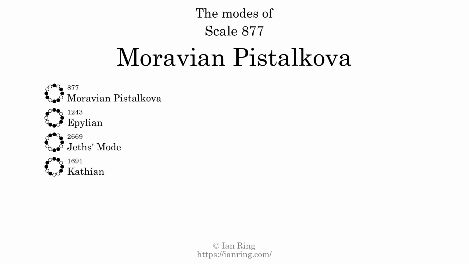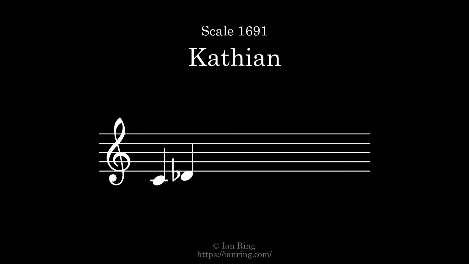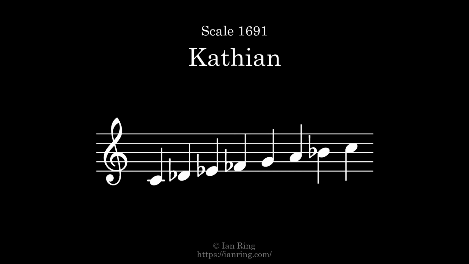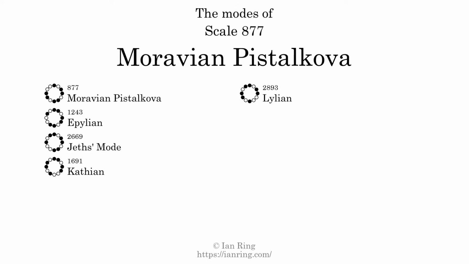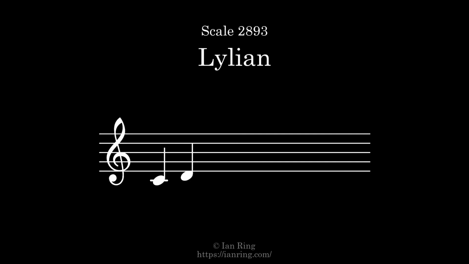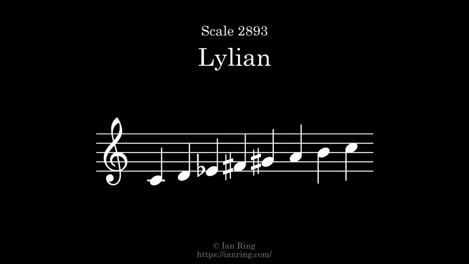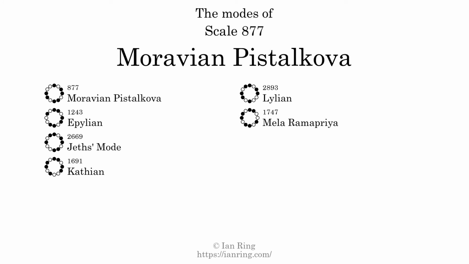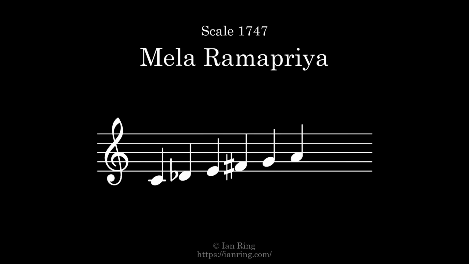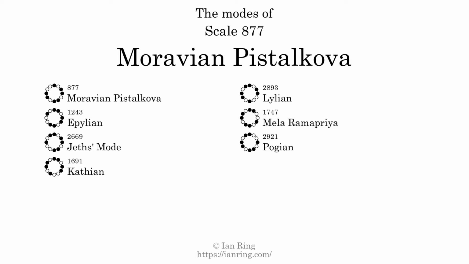The fourth mode is scale 1691, also known as Cathian. It sounds like this. The fifth mode is scale 2893, also known as Lillian. It sounds like this. The sixth mode is scale 1747, also known as Mela Ramakriya. It sounds like this. The seventh and last mode is scale 2921, also known as Pojan. It sounds like this.